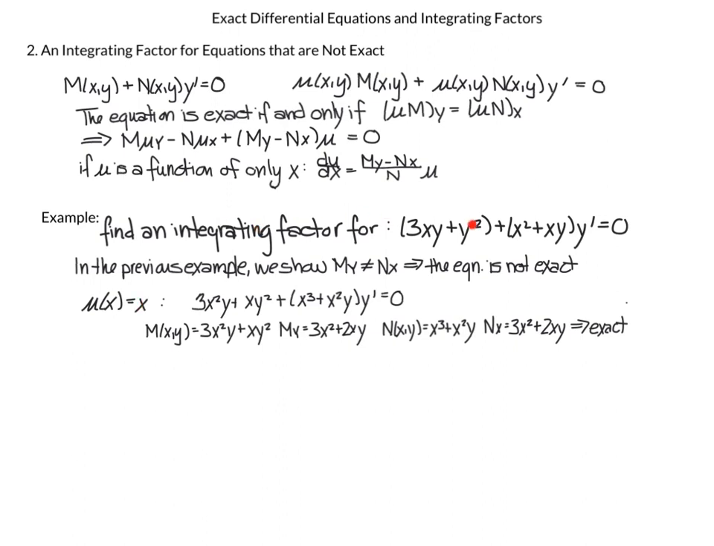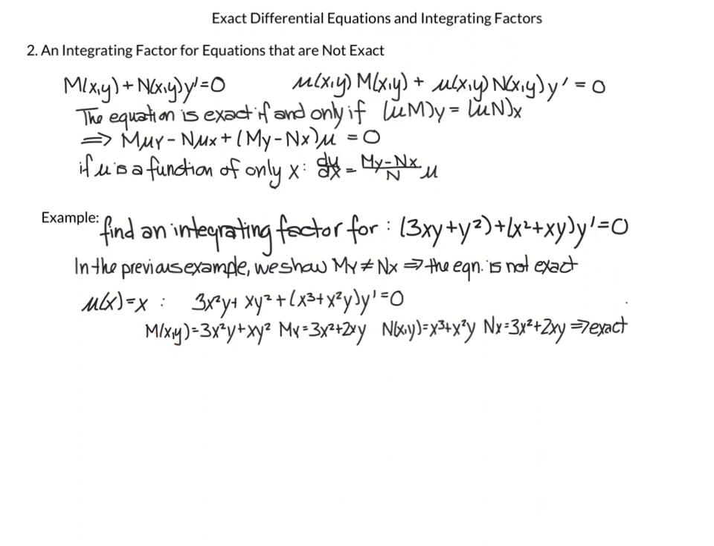This did not ask us to solve the equation, but I'm going to go ahead and do that just to demonstrate. So multiplying the entire equation by my integrating factor, I'll get 3x squared y plus xy squared plus x cubed plus x squared y times y prime equals 0.